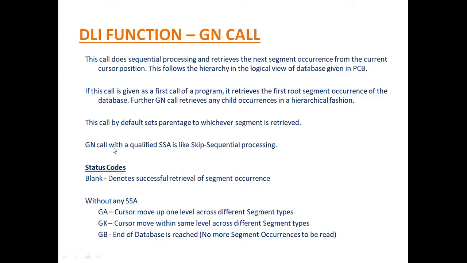So here I have given a GET NEXT call with the qualified SSA. It's like skip sequential. Have you heard about skip sequential? Skip sequential means if there are 1,000 records, you want records 901 to 1,000 read sequentially. In a VSAM file, what do you do? We use a START command to position the cursor to record 901, then do a READ NEXT till the end of file is reached. That is called skip sequential.